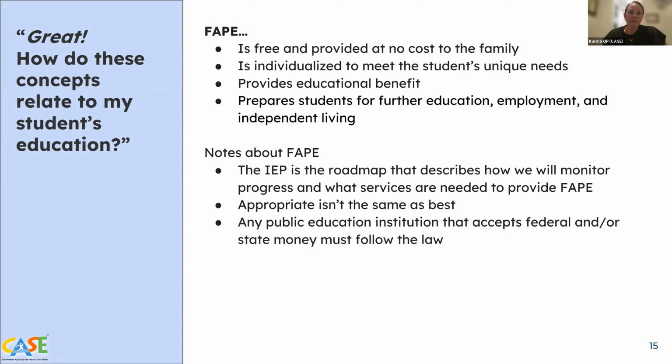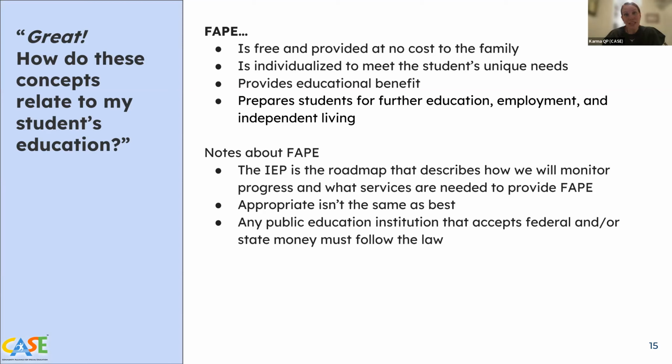So a few notes about FAPE. The IEP is the roadmap that describes how we will monitor progress and what services are needed to provide FAPE. Now, when you think about free, appropriate public education, it's so important to remember that appropriate doesn't mean the best. Appropriate means what is just right for that student so they can make progress at their own level and at their own rate.